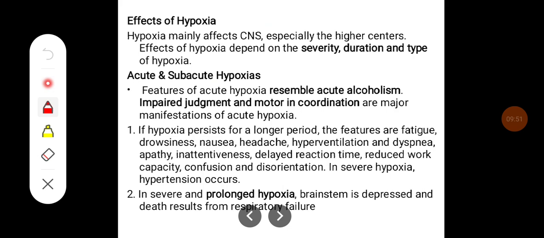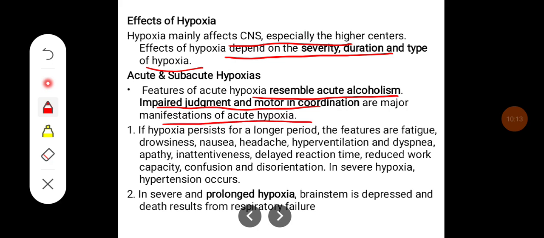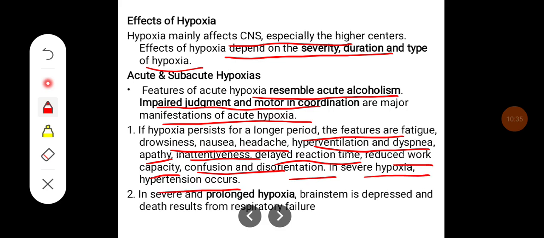Effects of hypoxia. Hypoxia mainly affects the central nervous system, especially the higher centers. The effect of hypoxia depends on the severity, duration and the type of hypoxia. Acute and subacute hypoxias: features of acute hypoxia resemble acute alcoholism. Impaired judgment and motor incoordination are the major manifestations of acute hypoxia. If hypoxia persists for a longer period, the features are fatigue, drowsiness, nausea, headache, hyperventilation and dyspnea, apathy, inattentiveness, delayed reaction time, reduced work capacity, confusion and disorientation. In severe hypoxia, hypertension occurs. In severe and prolonged hypoxia, brainstem is depressed and death results from respiratory failure.